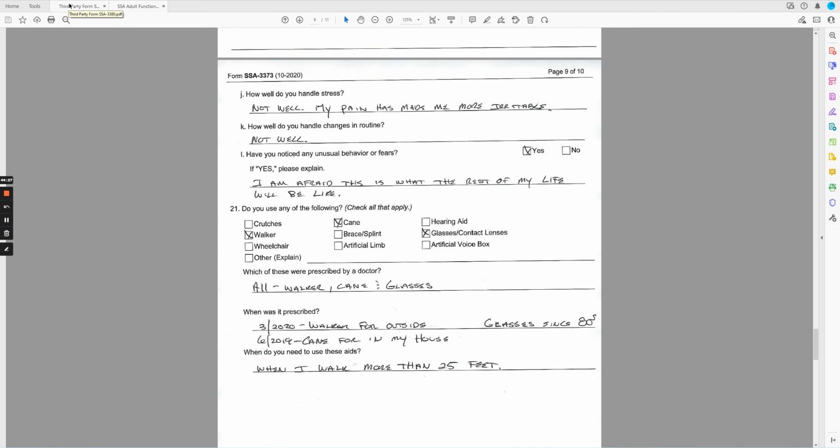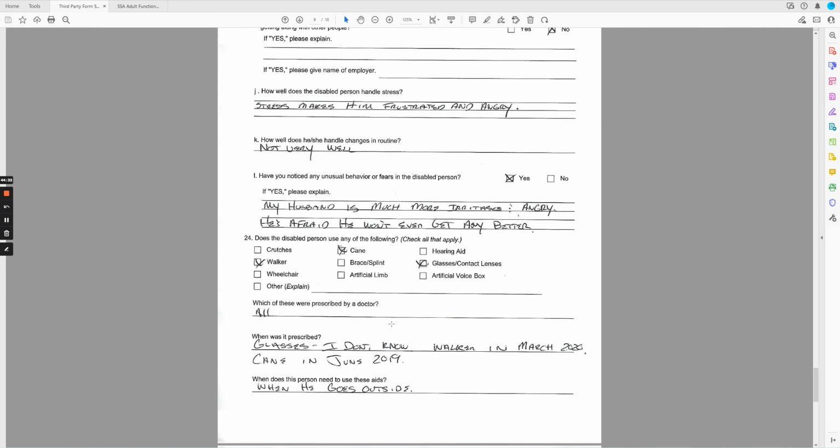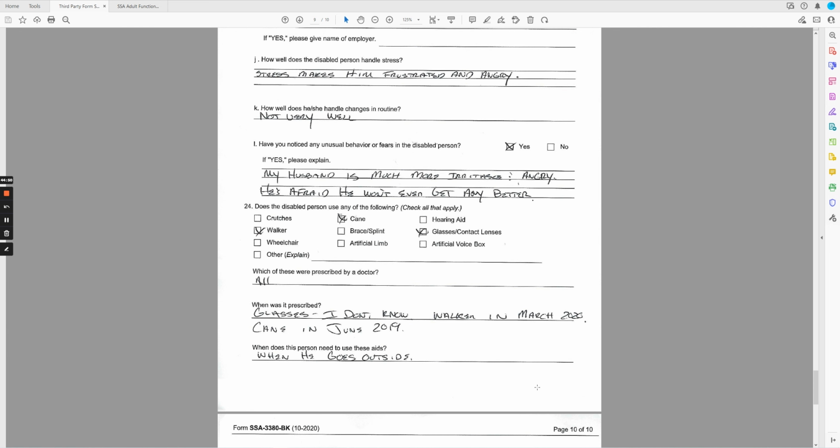Do you use any of the following? Walker, cane, glasses. And that's on the third party form. Same exact questions. Walker, cane, glasses. Which of these were prescribed by a doctor? All. So if you don't know, you can say, I don't know. Especially when was it prescribed? Glasses, I don't know when they were first prescribed. Walker in March of 2020 and cane in June of 2019.